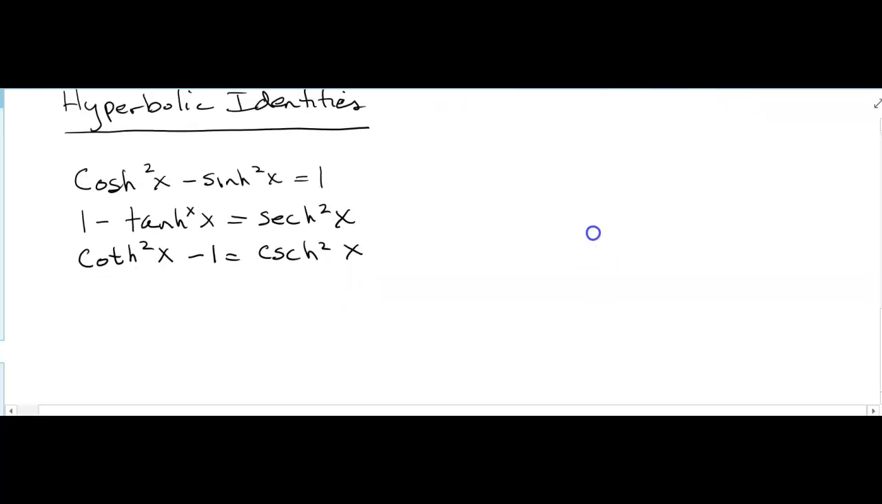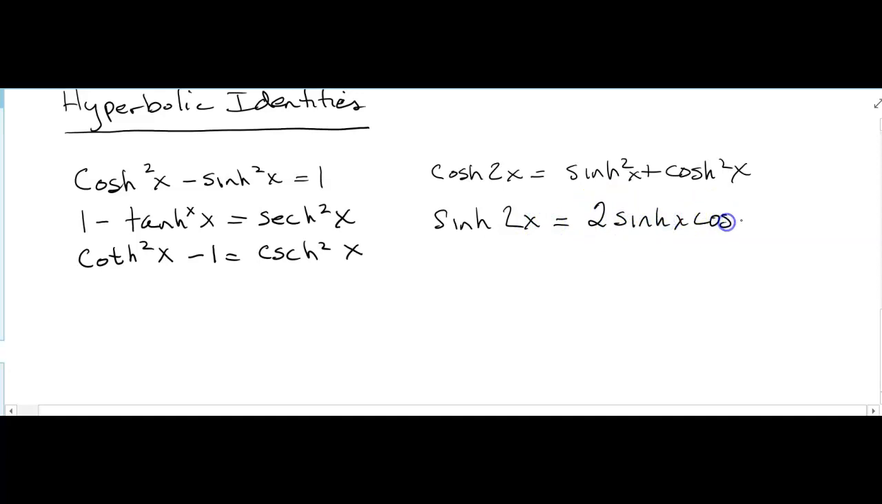There's some cool double angle identities that come into play, such as cosh of 2x is the same as sinh squared x plus cosh squared x. So there's kind of the Pythagorean identity you're accustomed to, sine squared plus cosine squared, but it doesn't equal 1, it equals cosh of the double angle. Here's another one that you might remember from trig, and that's sinh of the double angle. And this one's very similar, it is 2 sinh of x, cosh of x. So any of these you might come across when you're doing your work.